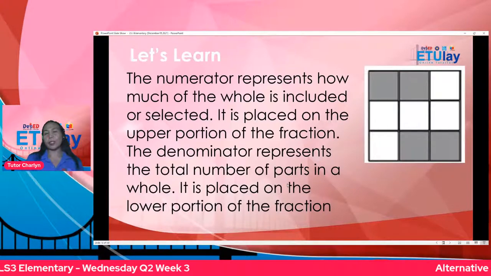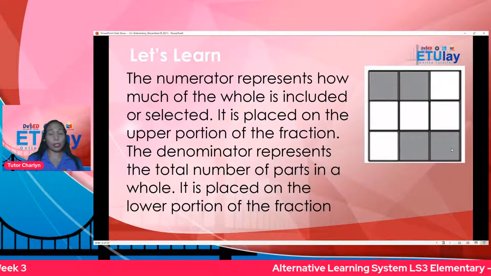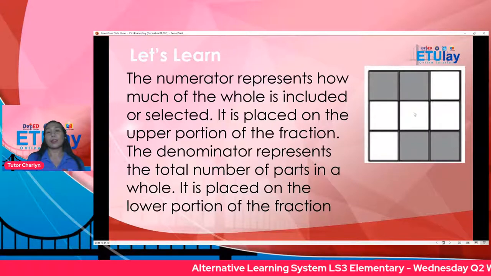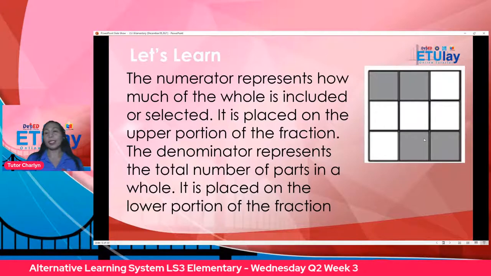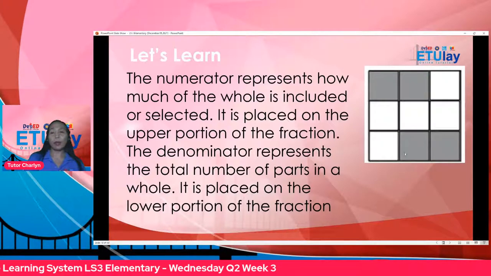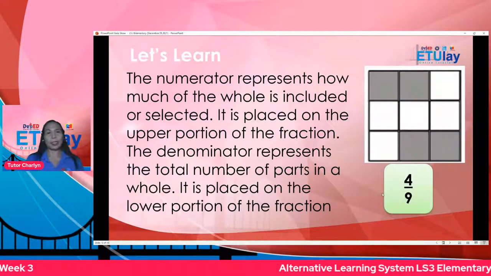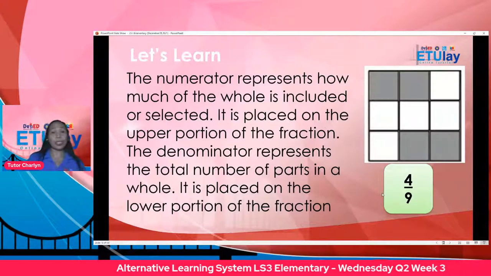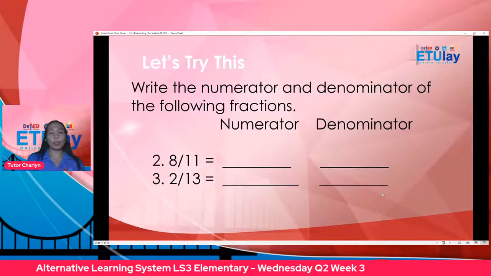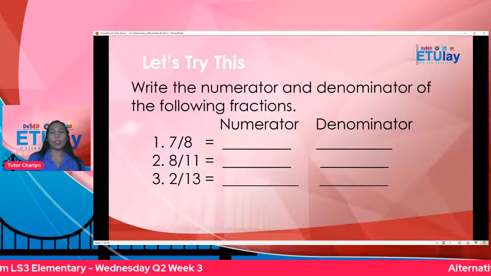Okay, just like that one. So it is divided into 9 parts. Then the shaded portion or the selected part is 4 out of 9, so 4/9. So our numerator is 4, our denominator is 9. So this time, let's try this.